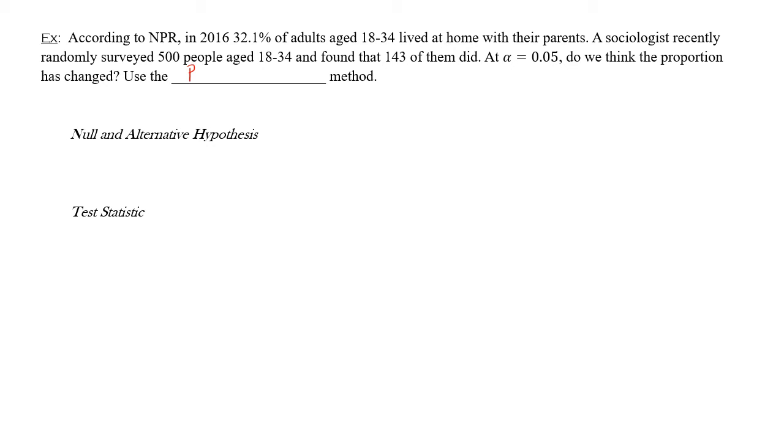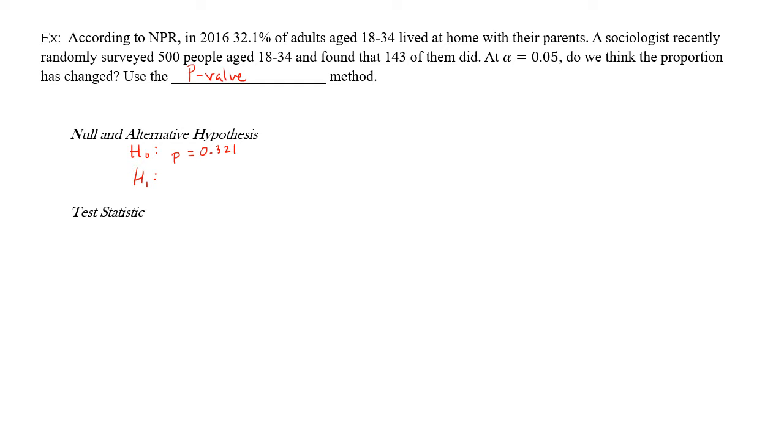Again, here I'm always going to use the p-value method when I can. So let's state our null and alternative hypotheses. The null hypothesis in this case would be, using the data from the past, that the true proportion of adults who lived at home was 32.1%. In other words, p is equal to 0.321.